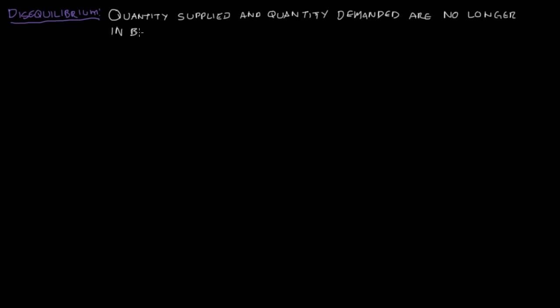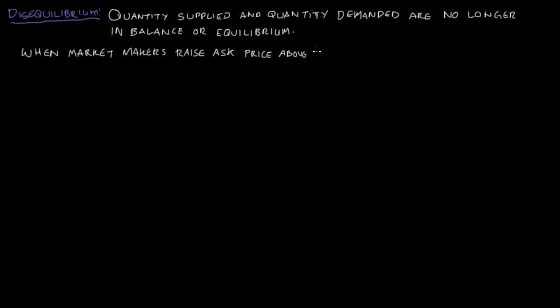There is one last topic we need to cover before we finalize this section. It's a term which introduces a situation when our economic model becomes unbalanced, or more precisely, when supply and demand are in a state of disequilibrium. When market makers adjust the ask price above equilibrium, this infers that quantity supplied exceeds quantity demanded, which in economics is sometimes attributed to the terms glut or a surplus. This is when quantity demanded and quantity supplied are no longer in equilibrium.